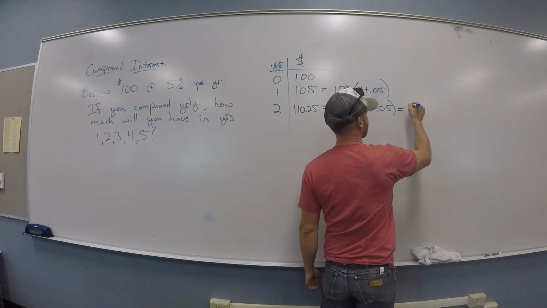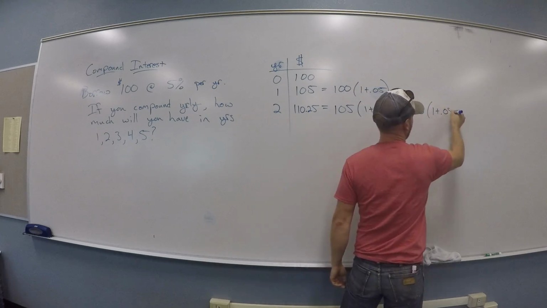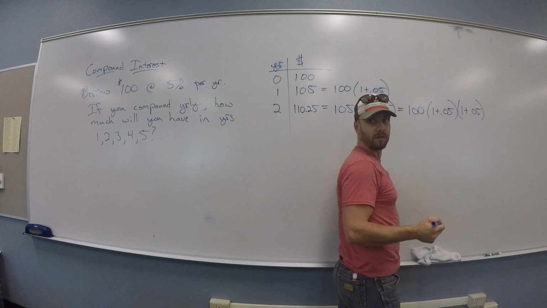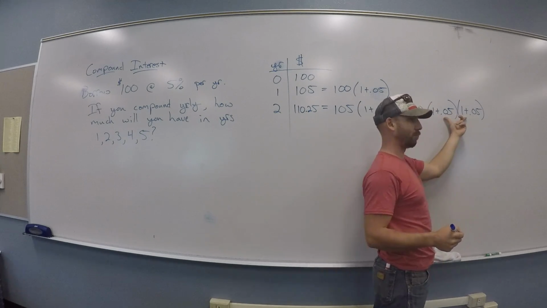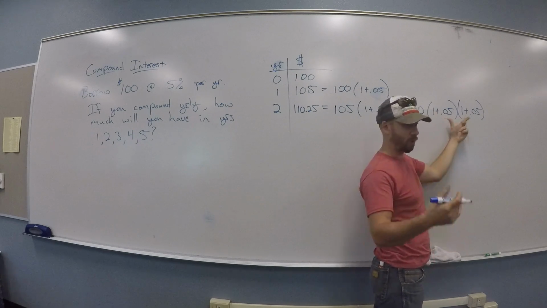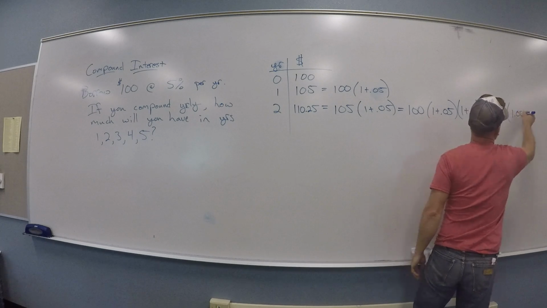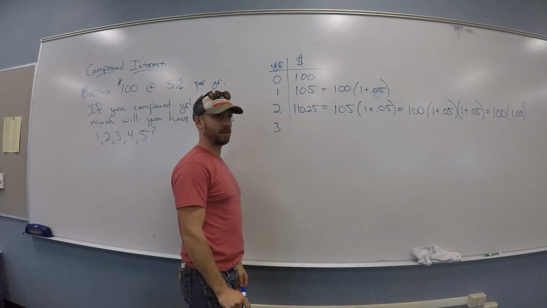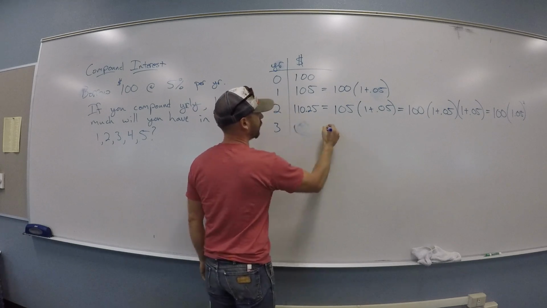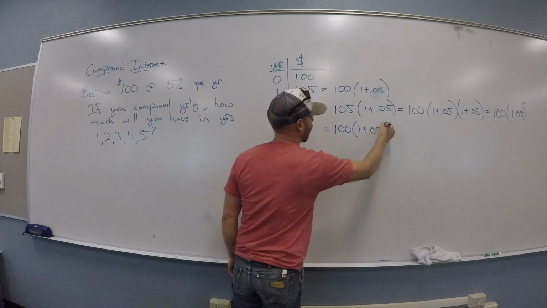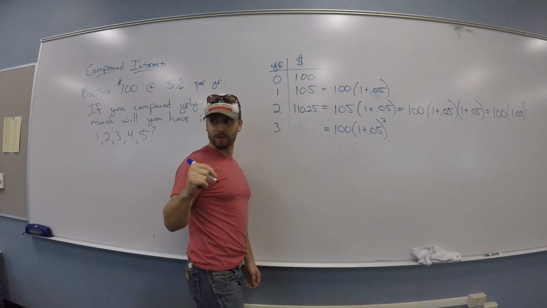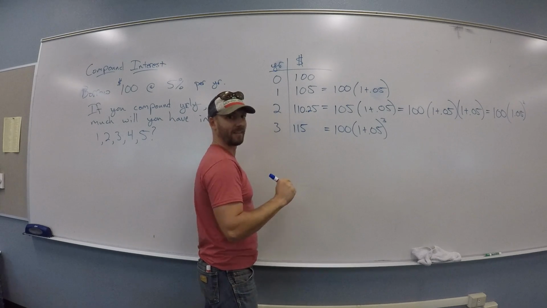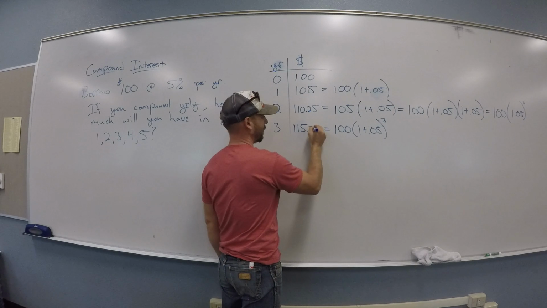So another way to look at this is to say it's 100 times 1.05, right? That's your 105. And then times another 1.05. That's where the exponents come from, because 1.05 times 1.05 is the same as 1.05 squared. So this is 100 times 1.05 squared. So in year 3, 100 times 1.05 cubed, which is going to give you about $115, right? $115.76.